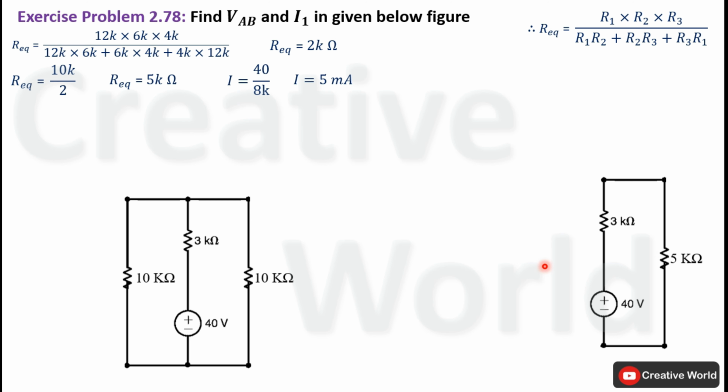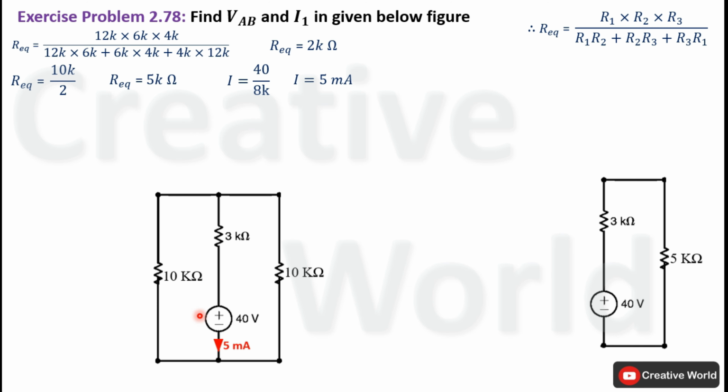We have calculated total supplied current. Now we will expand the network towards the original form so that we can calculate individual branch currents. This 5 kilo ohm resistance was the equivalent resistance of two 10 kilo ohm resistances connected in parallel. So we will replace this 5 kilo ohm resistance with two 10 kilo ohm resistances connected in parallel. In this network, I have made a mistake. The direction of current was upward, but I have taken it downward. So you have to make a correction here. The direction of current will be upward.